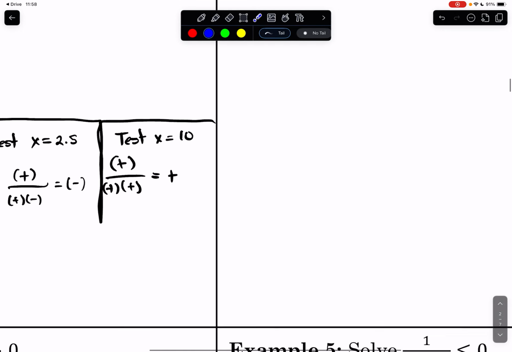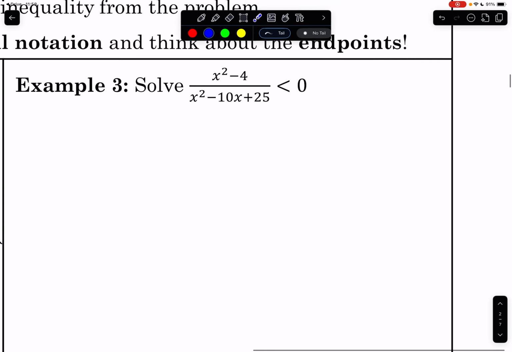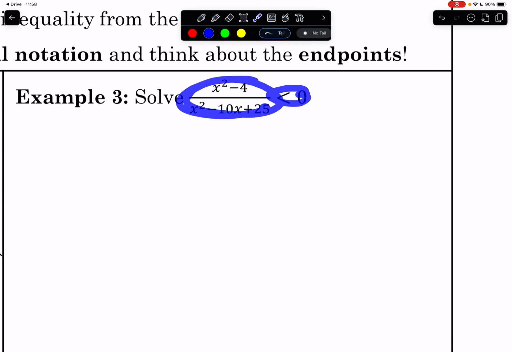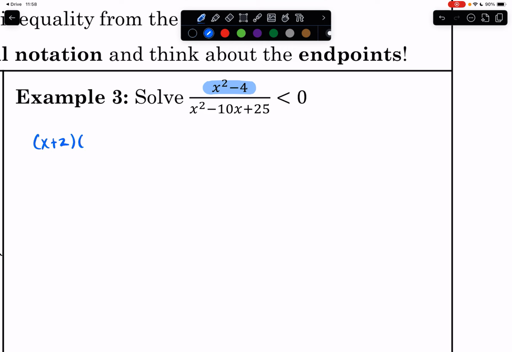Let's look at the next example. Let's look at example number 3 now. So for this one right here, before I can start doing this, I need to make sure I factor this. So I need to factor both the numerator and the denominator. So to factor this, because it's a difference of squares, that's going to be x plus 2, x minus 2.